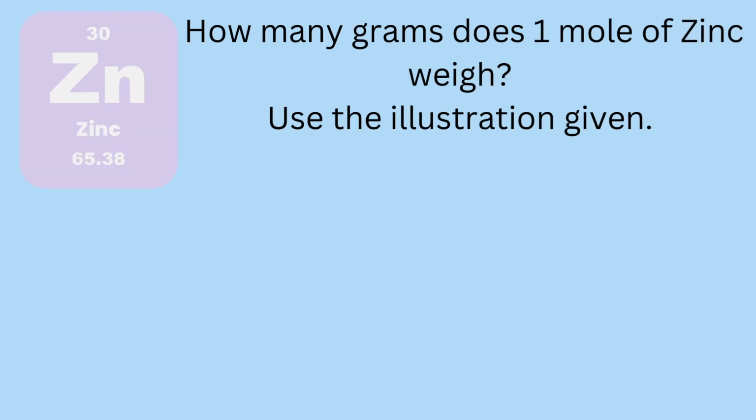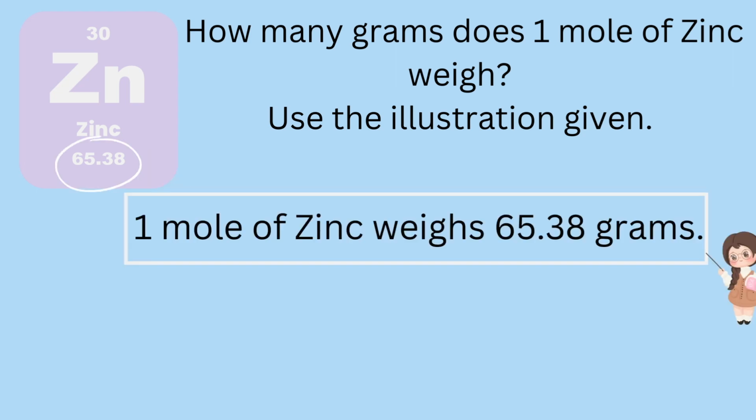How many grams does 1 mole of zinc weigh? And just FYI, on the TEAS exam, if you're presented with a mole question, they will provide all the necessary information to make a calculation. No way do they expect you to remember the atomic mass or molar mass of elements. Right, 65.38 grams. 1 mole of zinc weighs 65.38 grams.